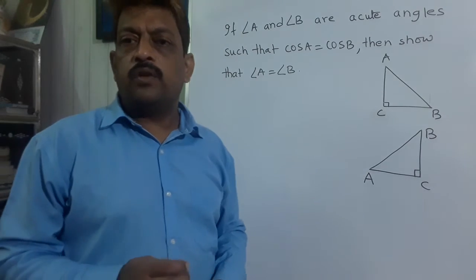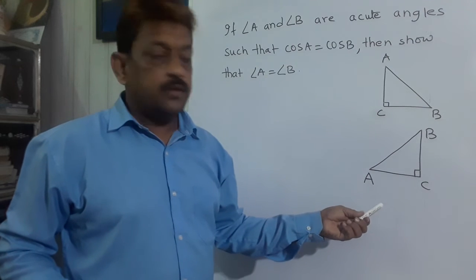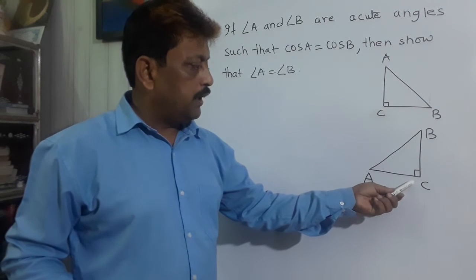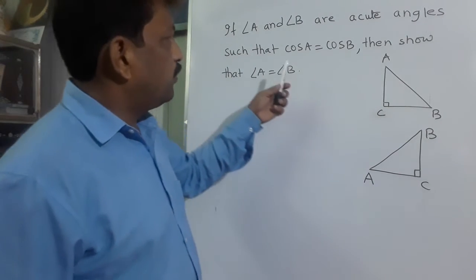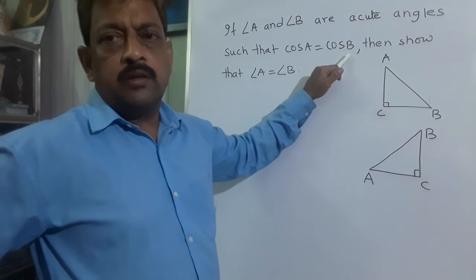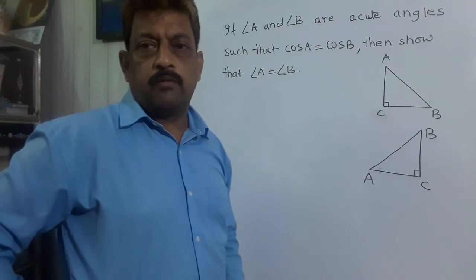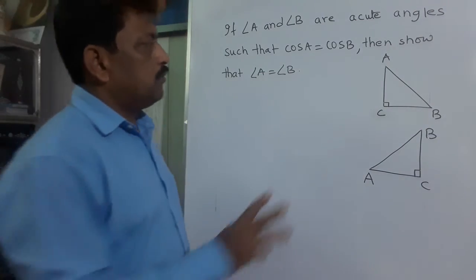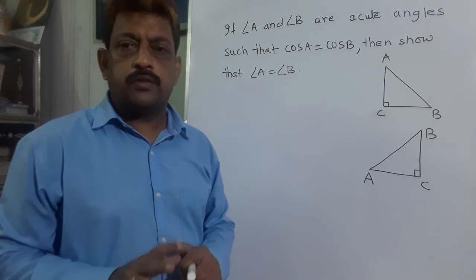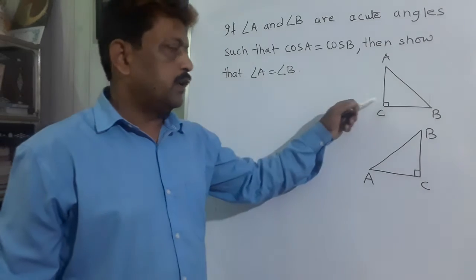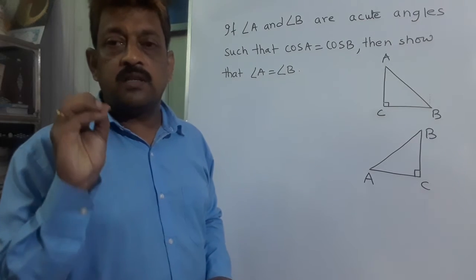This is to avoid confusion. When I take angle A as the acute angle on the base, then AC will become the base and BC will be the perpendicular. But when I take cos B, meaning the acute angle at the base is B, then BC will become the base and AC will be the perpendicular. If you want to draw only one diagram and solve the problem, there is no issue. There is no hard and fast rule that we have to draw two diagrams. I am only drawing two diagrams to avoid silly mistakes.